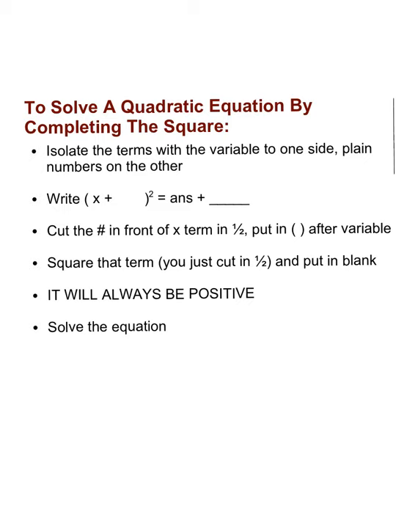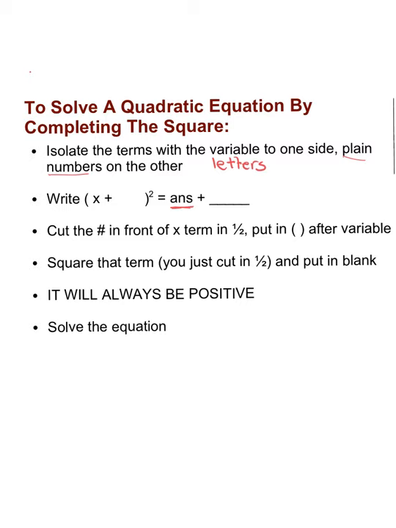So to solve a quadratic equation by completing the square, the first thing that we're going to do is isolate the terms with the variables, which means your letters, to one side, and we're going to move the plain numbers to the other. Then you're going to write x plus something squared equals the plain numbers plus blank.